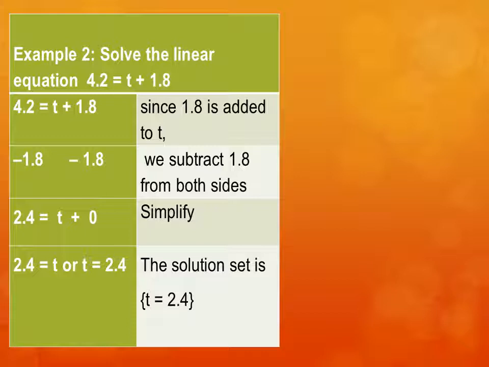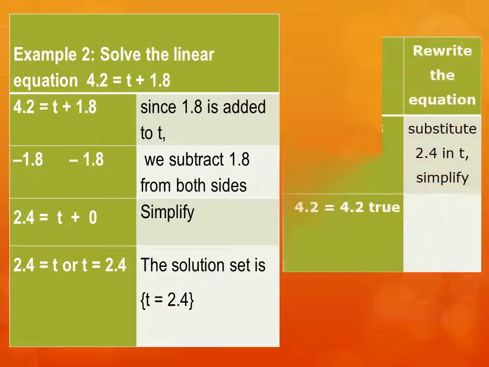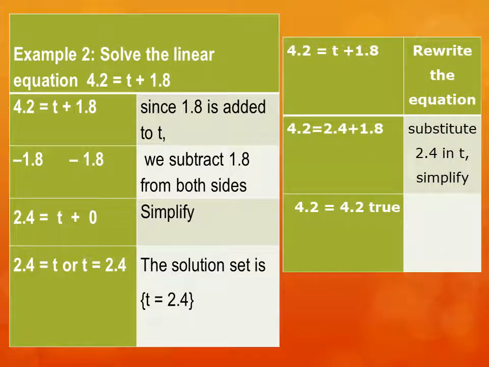So we are going to look for the solution. So t is equal to 2.4, or t is equal to 2.4 is the solution of the given equation. If we are going to check if our answer is correct, we can rewrite the equation, which is 4.2 is equal to t plus 1.8. After that, we are going to substitute the value of t, which is 2.4.